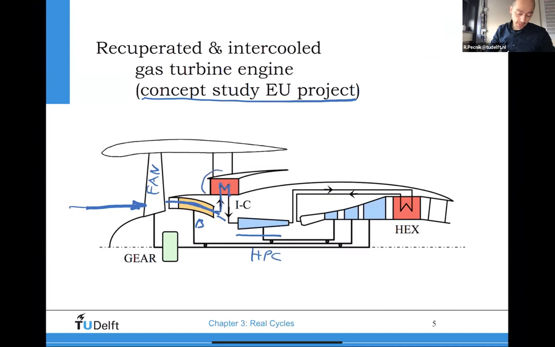And here we have a heat exchanger because the air at flight altitude is at very low temperatures, which means that the air after the booster can be cooled down to lower temperatures. So you have an intercooler, and then you continue with the air that has a much lower density to further compress to higher pressures here. So we have an intercooler here.